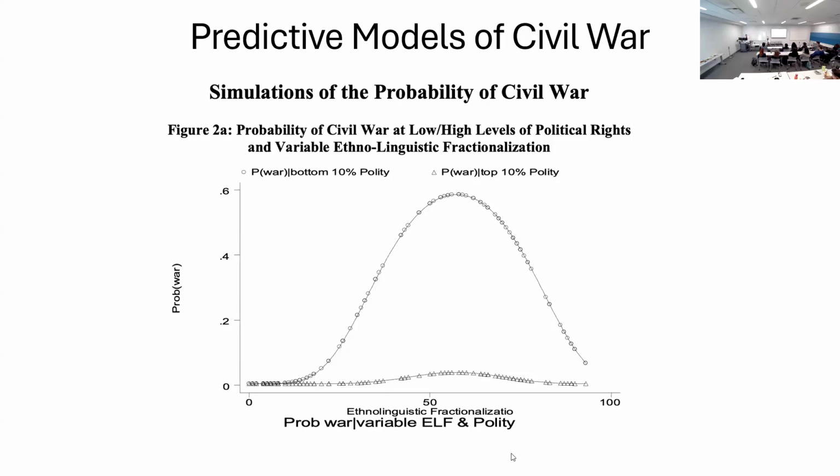If you look here, what they looked at is your probability of war over here, and then ethno-linguistic fractionalization. Here at 0, everybody's basically the same ethnicity, the same language. And what you do find in those cultures is that even if you have a king, everybody seems to be on the same sheet of music. It's hard to produce conflict. The circle here, this parabola, is the bottom 10% of polity, so you have very little representation.